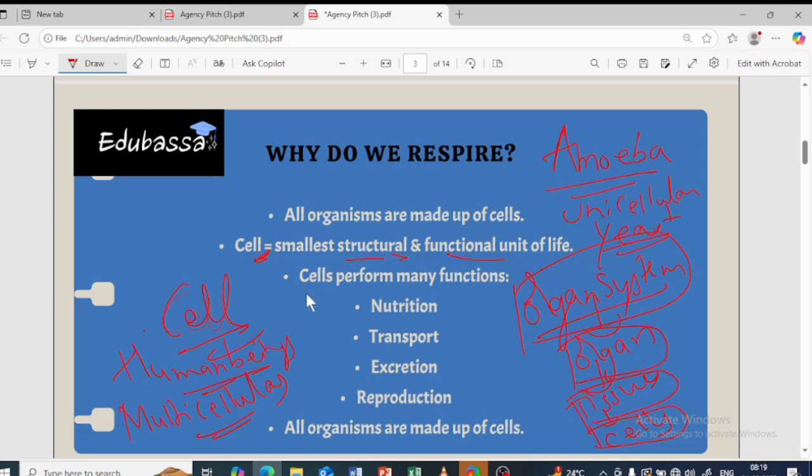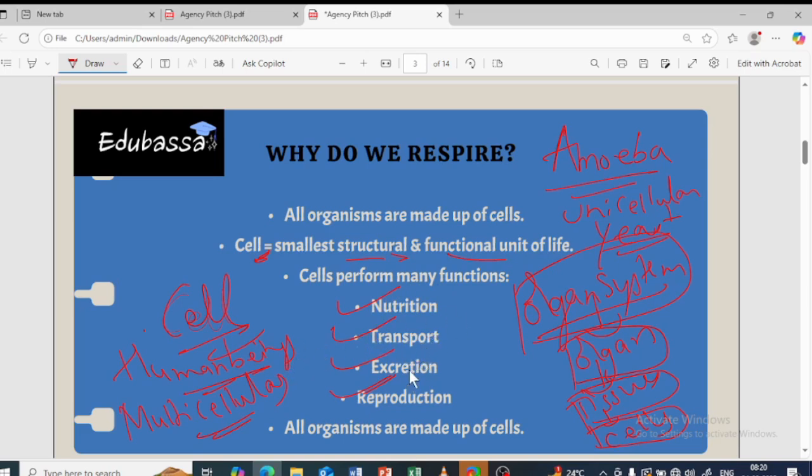These cells perform various functions, be it nutrition, transportation, excretion, or reproduction. What do you mean by nutrition? The food that we take in is called nutrition. The food that we take in gets digested, obviously, and the digested food needs to move to the cells. How will it move to the cells? By the blood, isn't it? So that is basically transportation. Even the oxygen that we are taking in has to be moved to the different cells by the blood, so that is transportation.